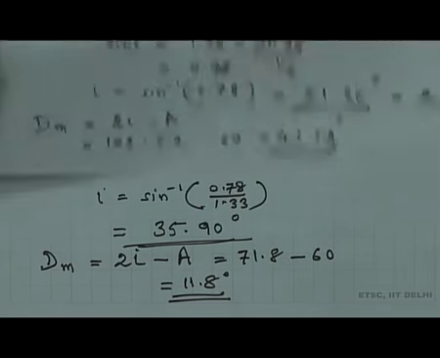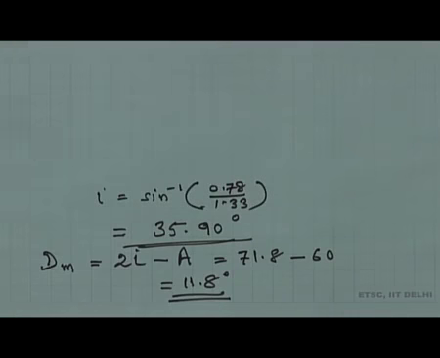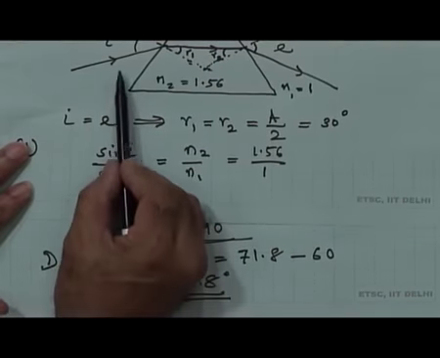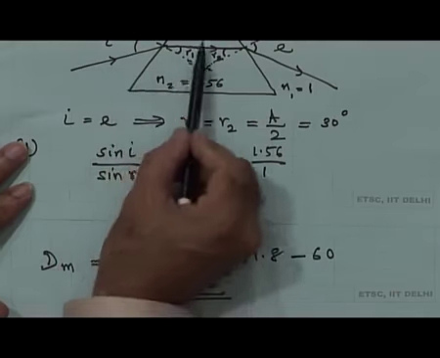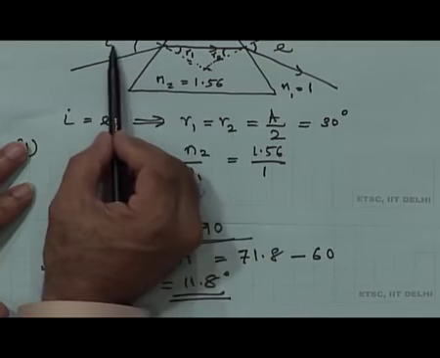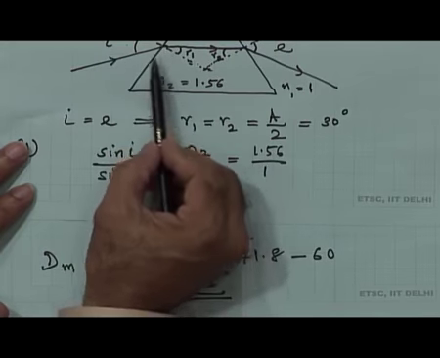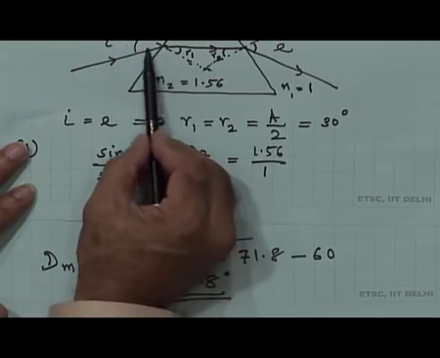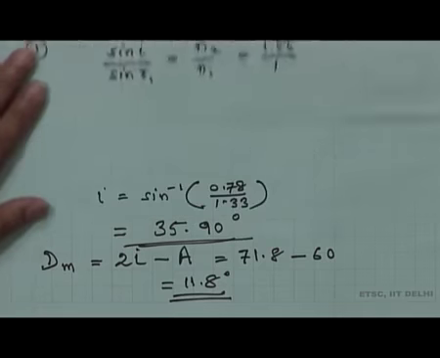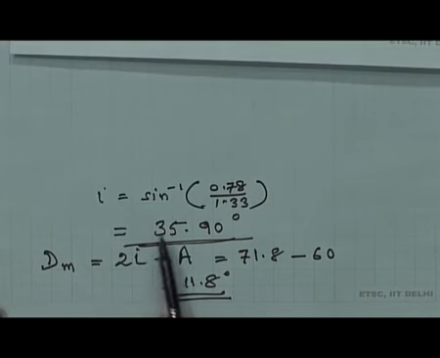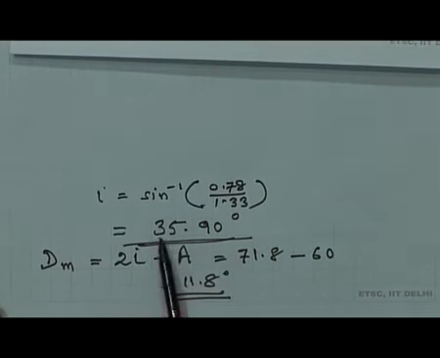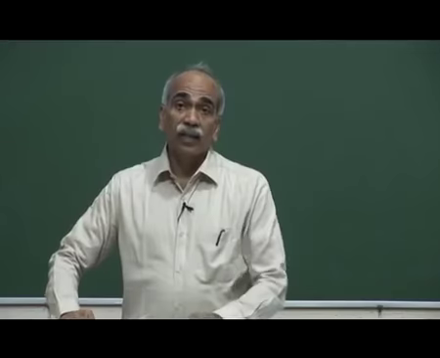Obviously, it is understandable if we see the figure that if the refractive index here is 1.33, then the refraction will be much smaller. If I has to be equal to E, I has to be much smaller, because the refractive index difference is much smaller. That is how we have got I equal to a smaller number, 35.90, and the deviation is equal to 11.8 degrees. Of course, we could have also used the other formula.